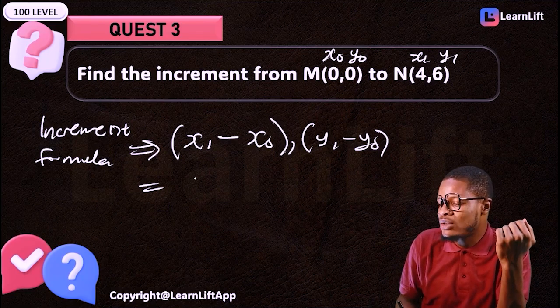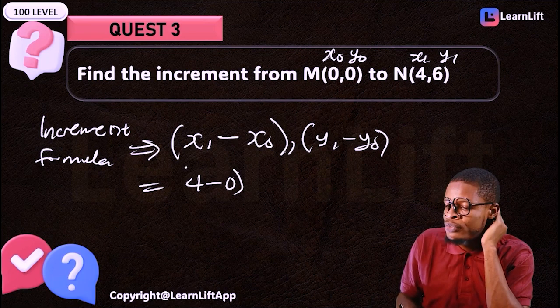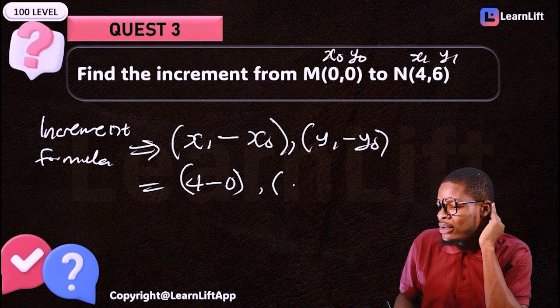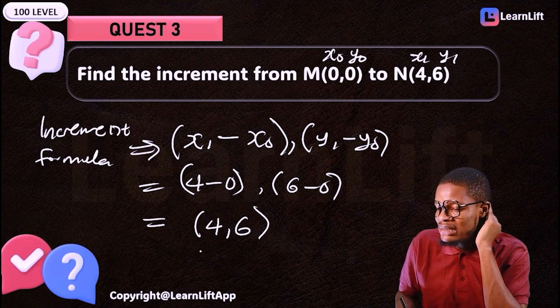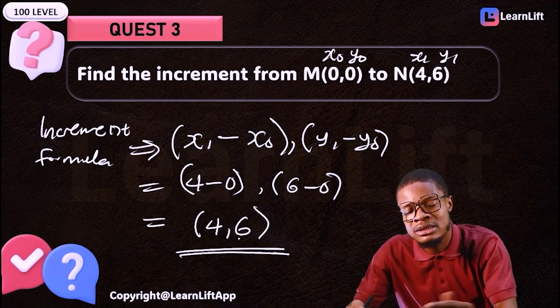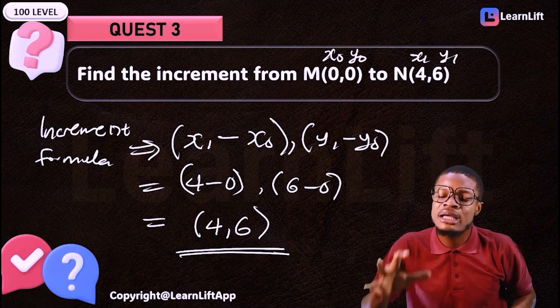And that will give you x1 minus x0. What do we have it to be? 4 minus 0, comma, your y1 minus y0, 6 minus 0. And that will give you, what is 4 minus 0? 4 minus 0 is 4, comma, 6 minus 0 is 6. And then this, like this, is our final answer. 4, 6, and you are out of it. Does it make sense? Now that you understand this, and you sure you know this very, very well, guess what?